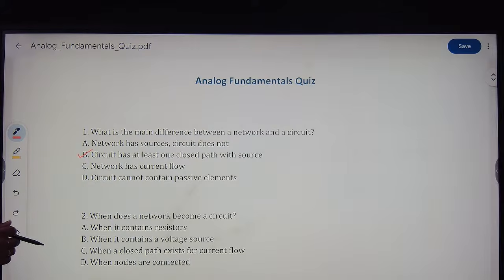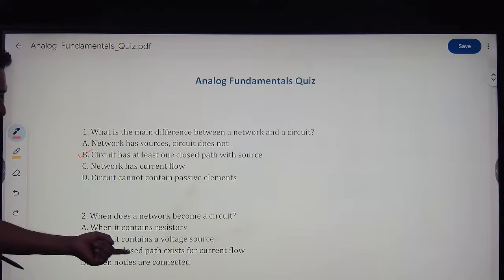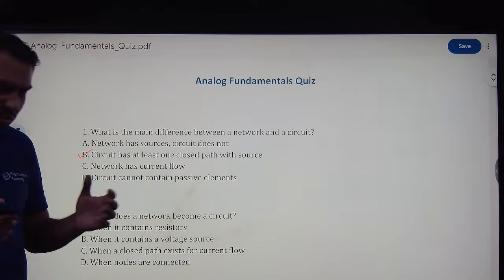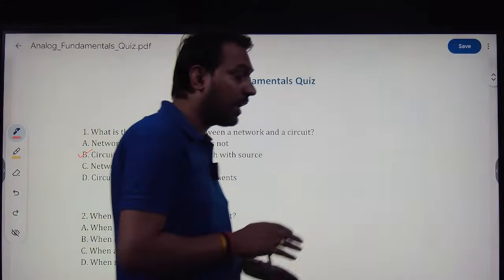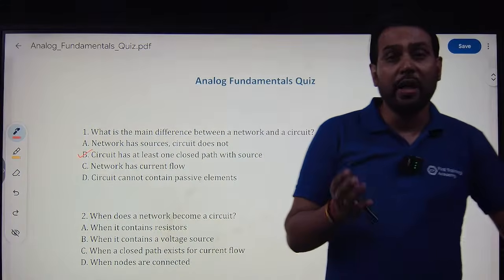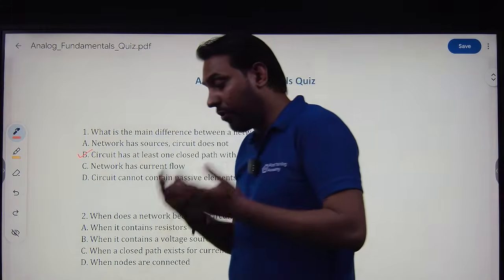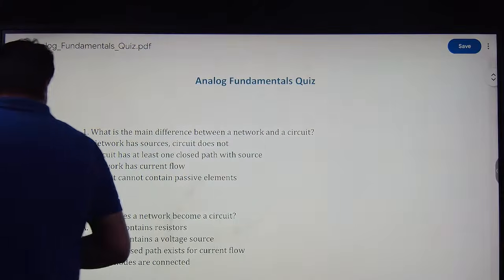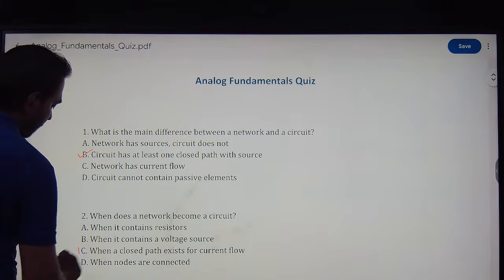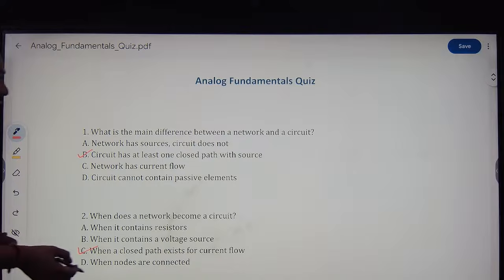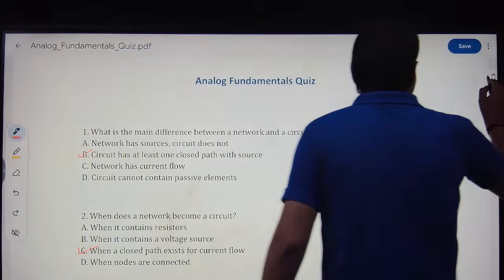When does a network become a circuit? When it contains a resistor, when it contains a voltage source, or when a closed path exists for current flow. Of course, you must have a closed path for a circuit, where current can flow, then a network can convert into a circuit. So that will be option C. Let's talk about the third question.